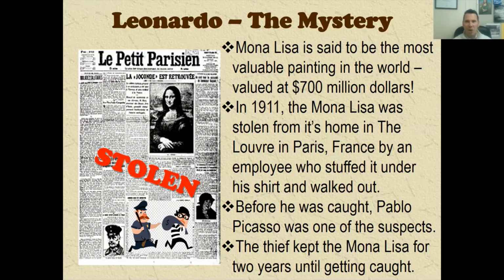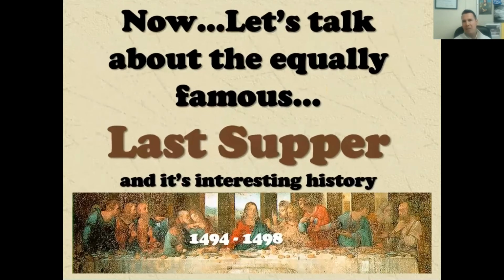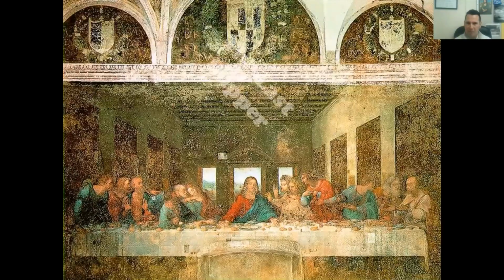And before he was caught, the police interviewed lots of people, and they actually interviewed Pablo Picasso, very famous artist Picasso, because they thought maybe he stole the painting. Did he? No. It was stolen by an Italian man, and this thief kept the Mona Lisa for 2 years before finally getting caught. So let's talk about the equally famous Last Supper and its interesting history.